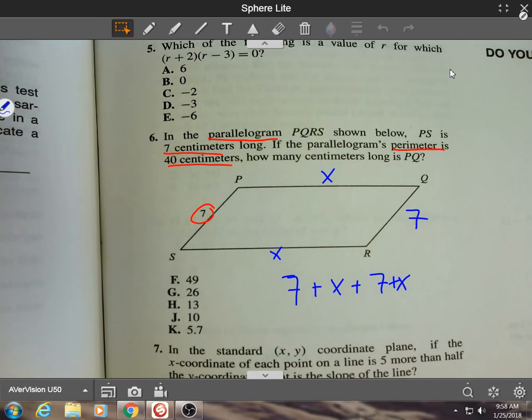I do have to set it to something. What am I going to set that to? No. 180 would be if it was in angles. This time we're talking about perimeter. Read the problem again. 40, right? Because the perimeter is 40, so all the sides add up to 40. 14 plus 2x is how that would simplify.